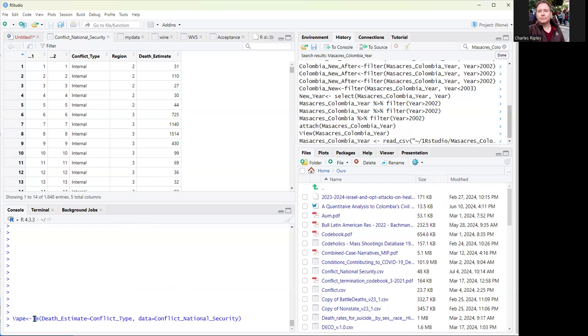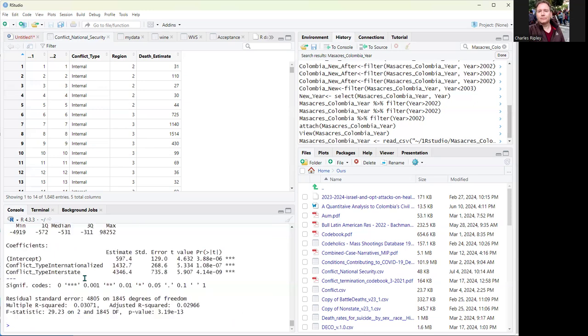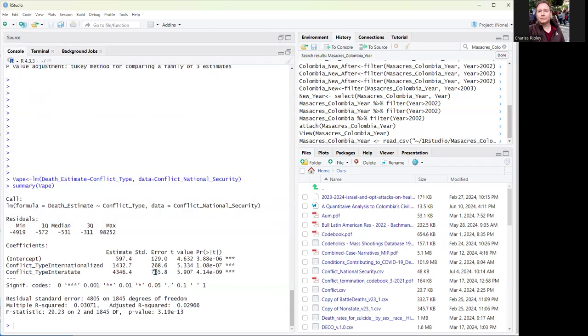It's called vape. LM is the linear model. Death estimate by conflict type, death estimate is here, the dependent variable, the result. And the conflict type here is the type of conflict. And the data is national security. Very interesting. So we want a summary of the data because this is a large N data set. It is not case studies. You have all these data points and you come up and you say vape. See, here it is having a party with the vape. And there are your results. And I can hit this button. And there you go. It's very interesting.